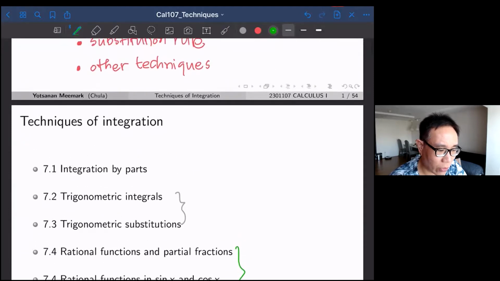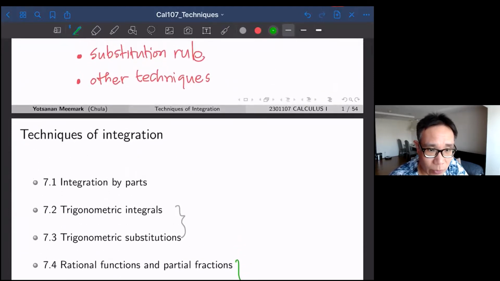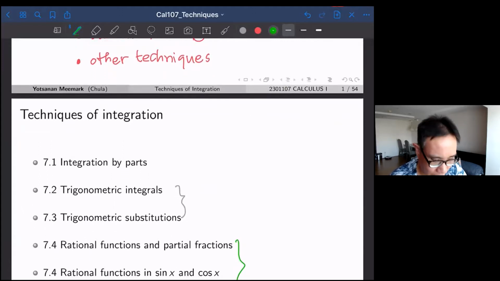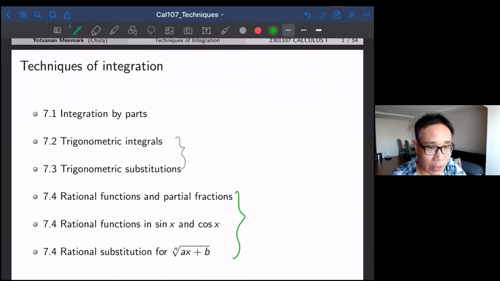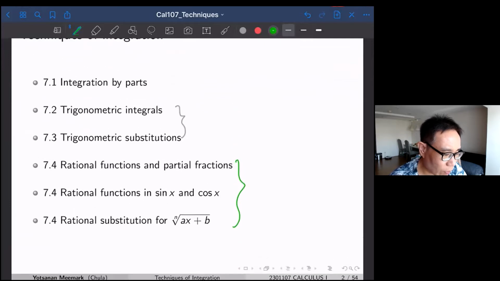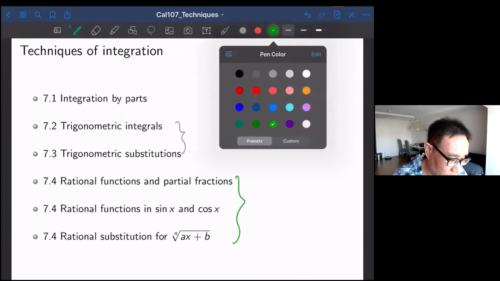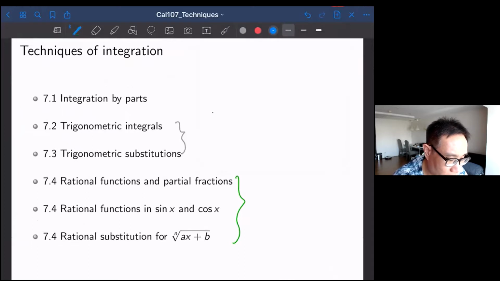And this is called the techniques of integration. So we have substitution before, now it's gonna be other techniques. This chapter involves a lot of algebra. So let me mention this first. It's gonna involve a lot of algebra.